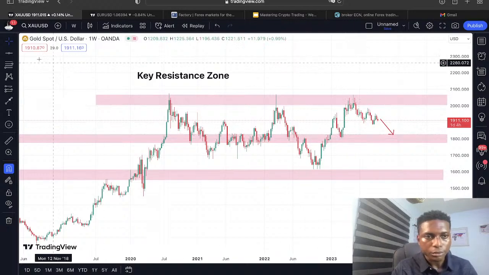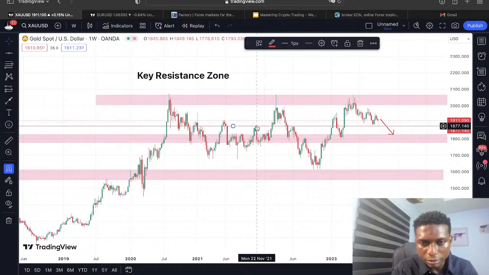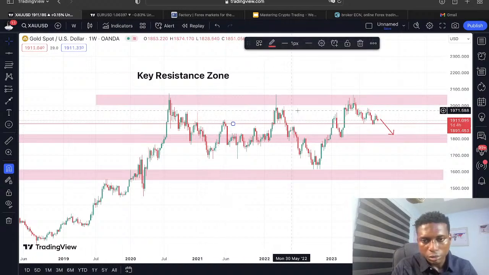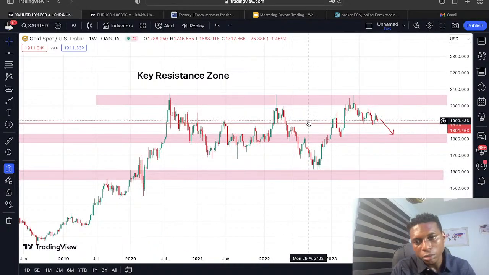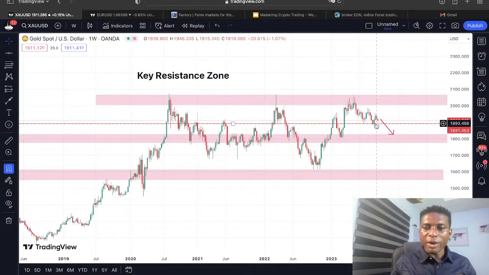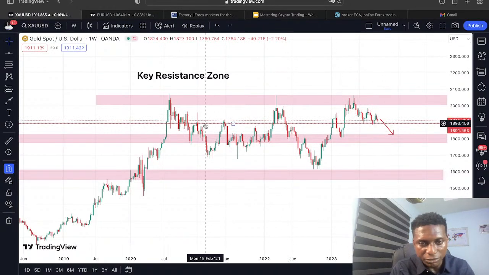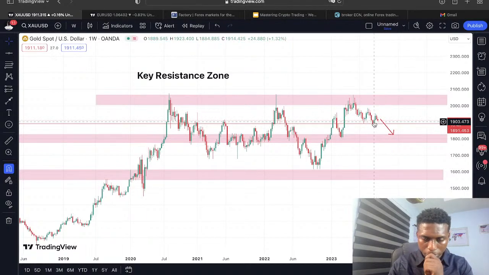Now if you look at it closely, there is a minor support zone here. You can see how it played a little role. So it's a minor support zone here, more reason why we are seeing a little bit of rejection, buy momentum at this level. It's a minor support zone where there are some fewer buy orders lurking around there.